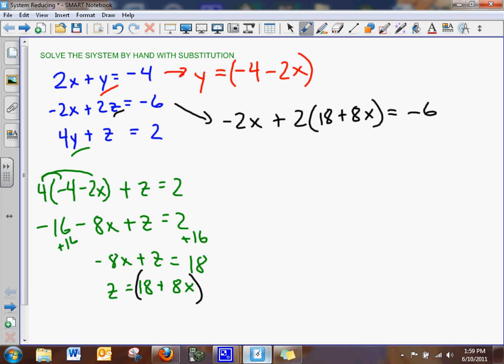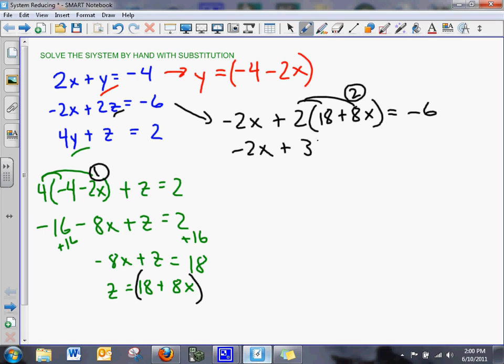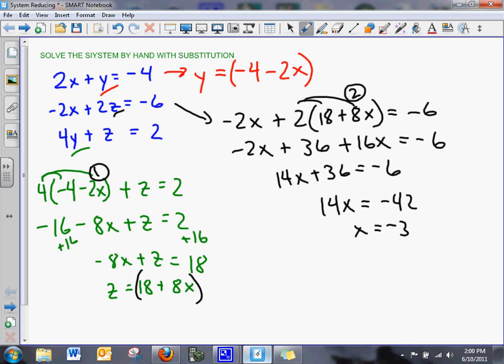Alright, so I've done two substitutions. The first one was here. The second one is here. Two substitutions got me to a point where I have an equation that just has one variable. I can solve for that variable using algebra. Distribute: 2x plus 36 plus 16x equals negative 6. Let's see here. I can combine the x's. That gives me 14x plus 36 is equal to negative 6. Subtract 36. Solve for x. Got it.